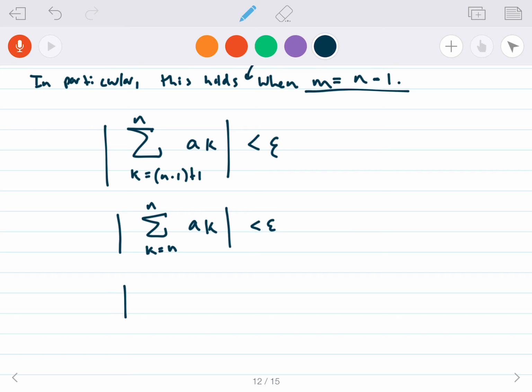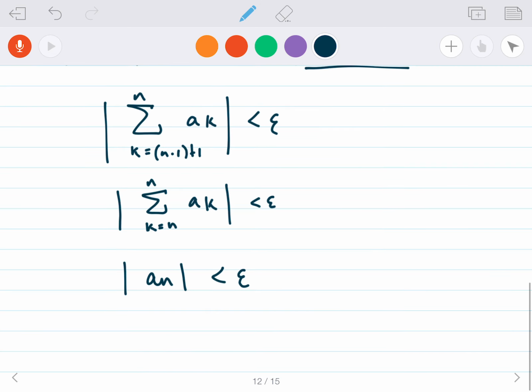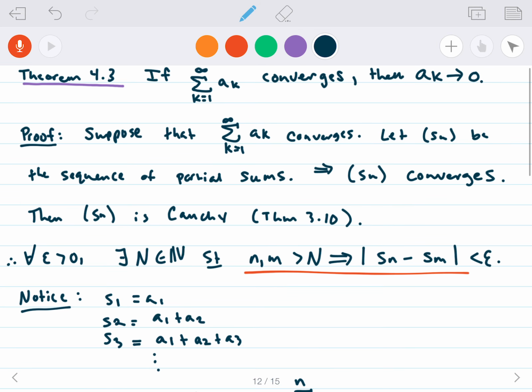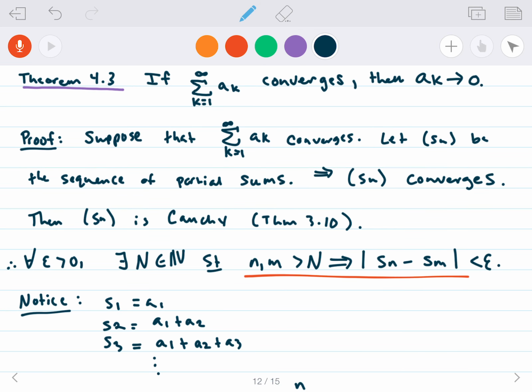And so this just becomes a sub n is less than epsilon, which means that a sub n minus 0 is less than epsilon. And so this means that a sub n converges to 0. And we are done. So that was the proof that if your series converges, then the terms in your series go to 0. But again, it doesn't go the other way around. A counterexample is the harmonic series.